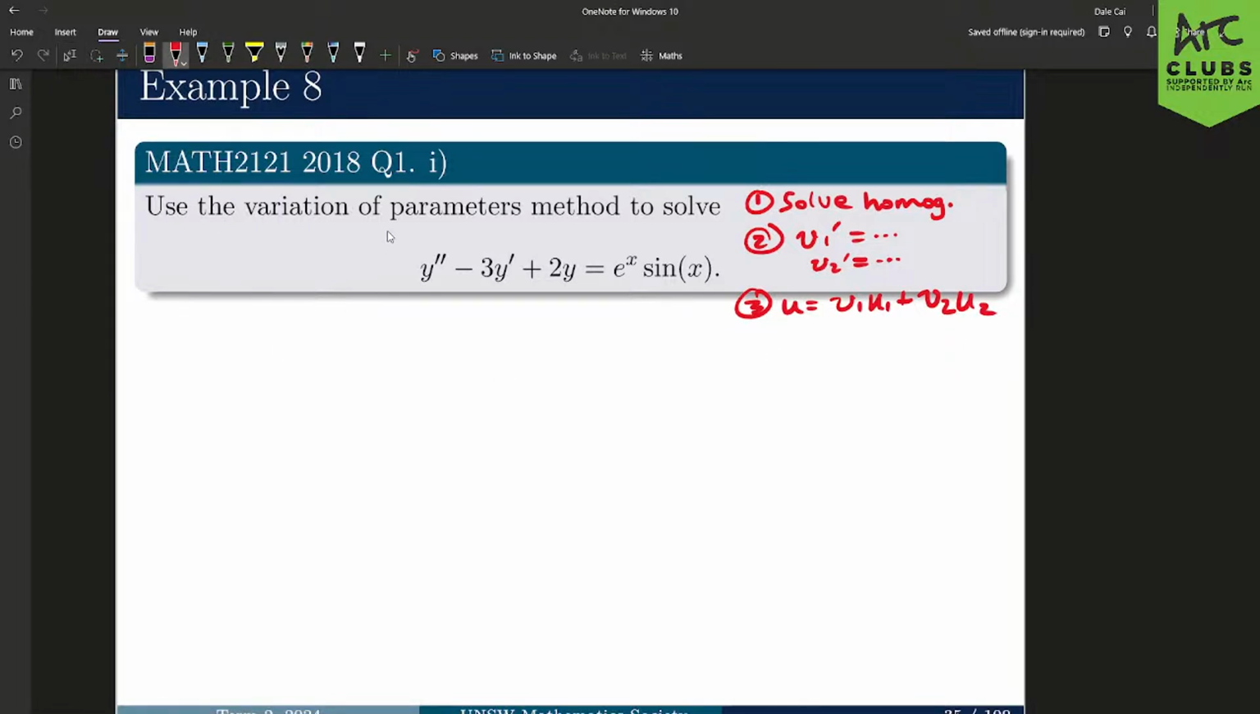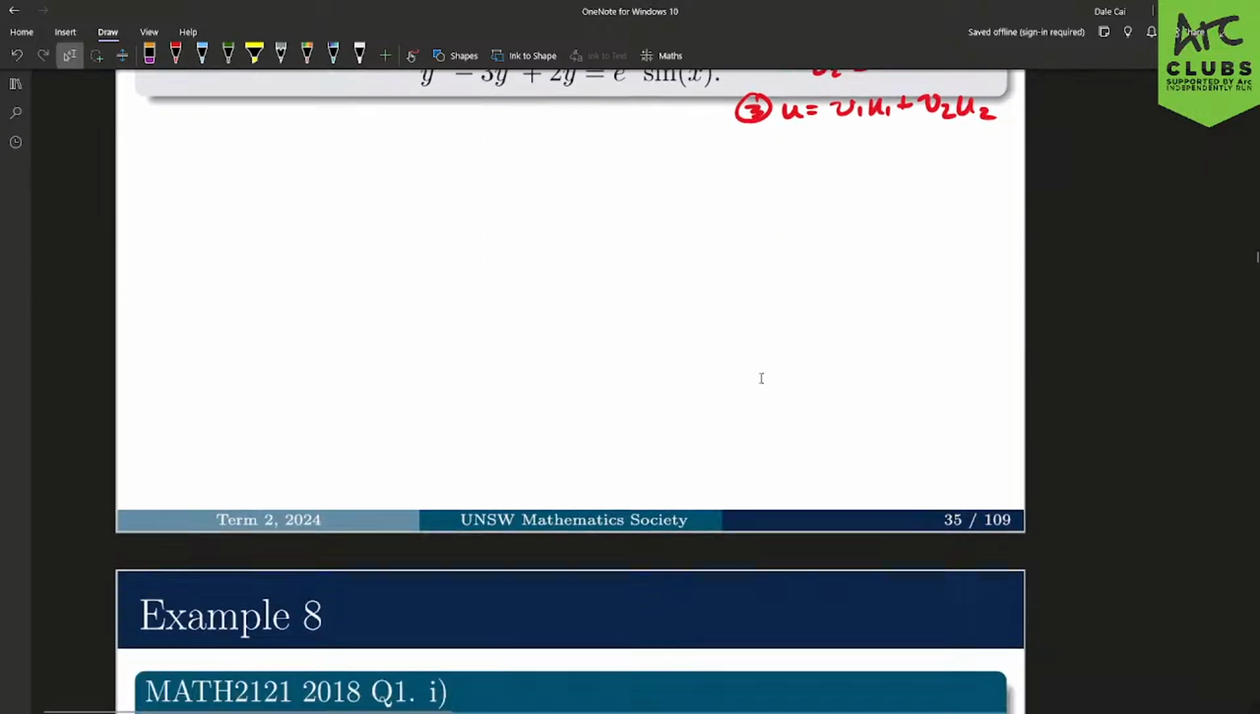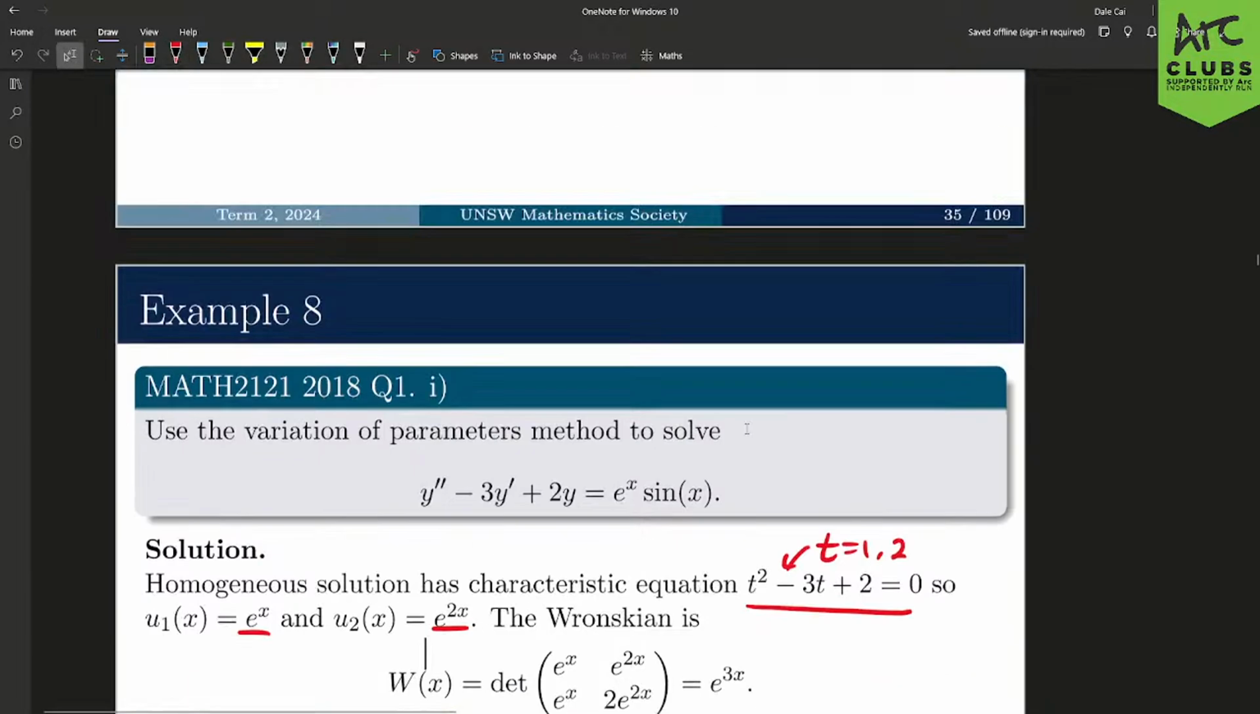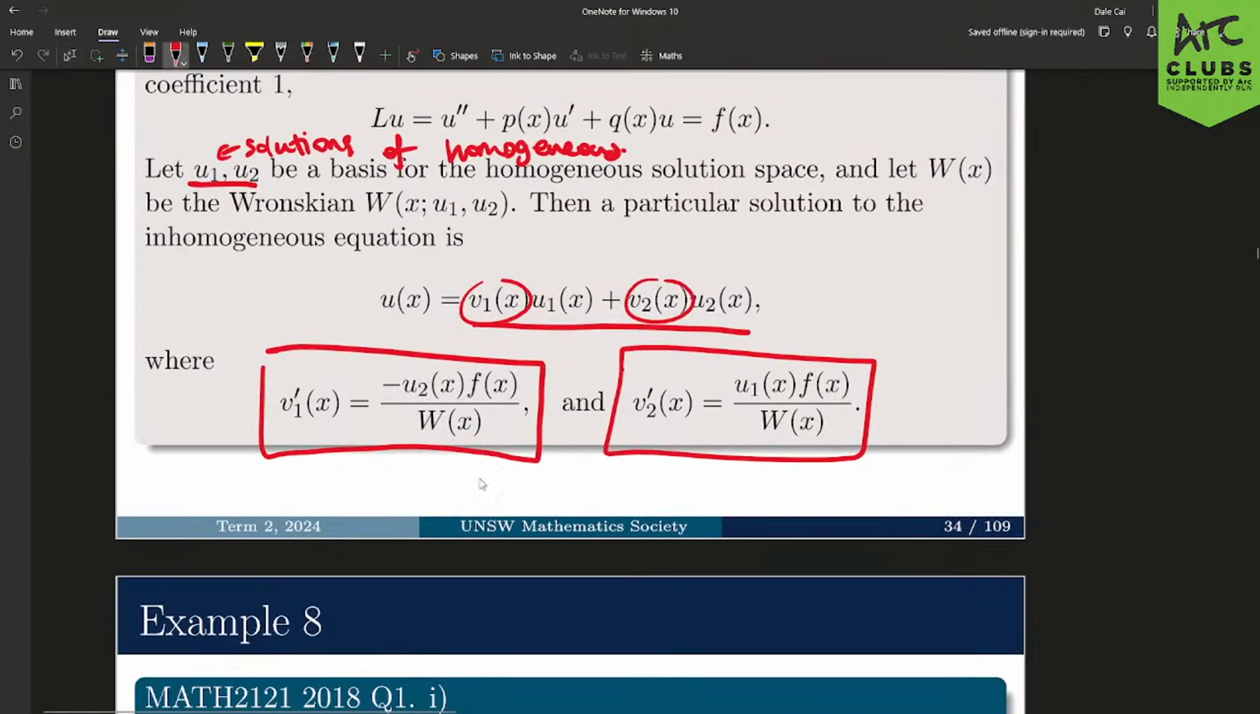Okay, so the homogeneous equation, I'm sure this slide says something about it. Yeah, so we have the characteristic equation t squared minus 3t plus 2 equals 0, which gives us the roots t equals 1 and t equals 2, giving us these two homogeneous solutions. Since we want to use this formula, we need the Wronskian as well. So that's why the Wronskian is so important.